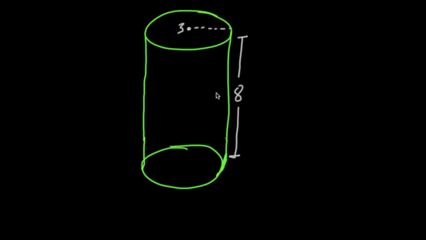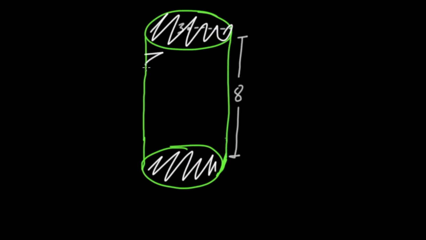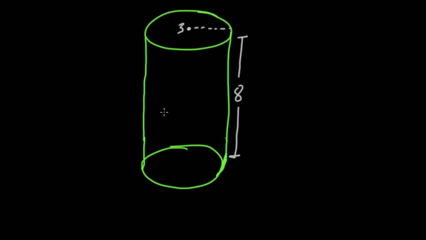So we have our cylinder here, and on our cylinder we have been given our radius, which is 3, and our height, which is 8. And we want to find the surface area of this cylinder. The surface area is the area of all of the surface on our shape. So that's going to include the area of this top circle, this bottom circle, and all of this height, because that's all part of the surface of the shape.